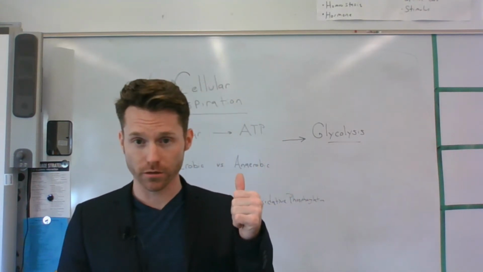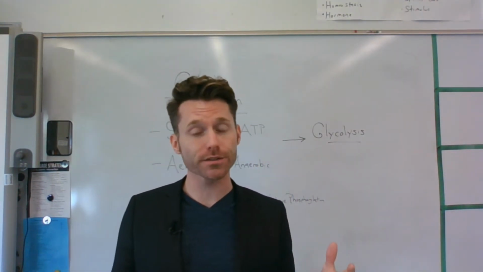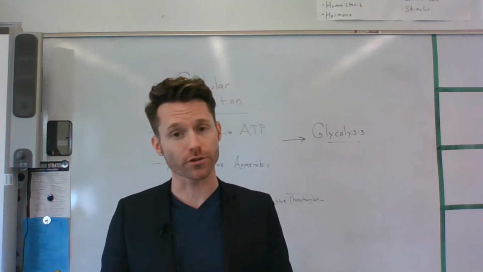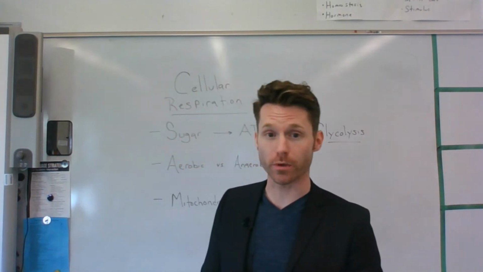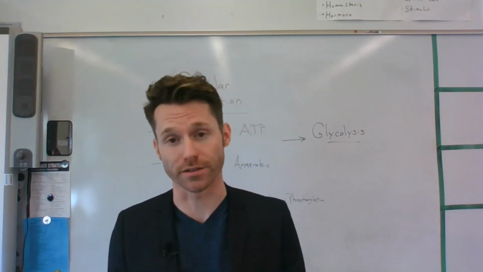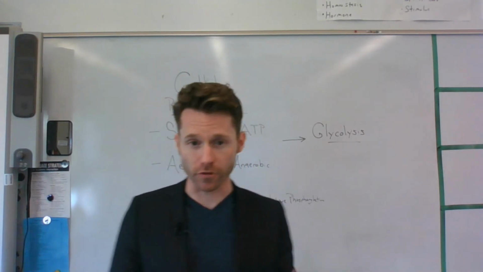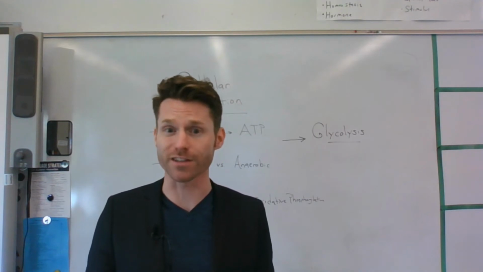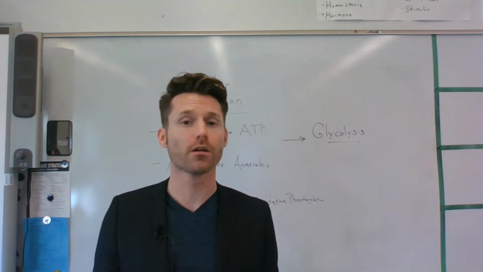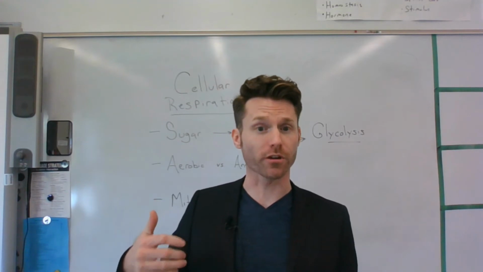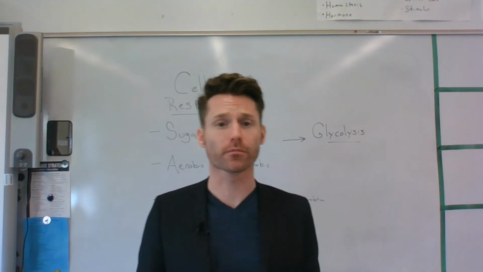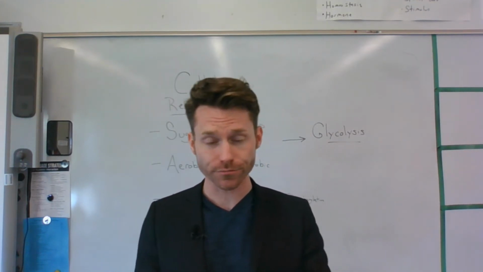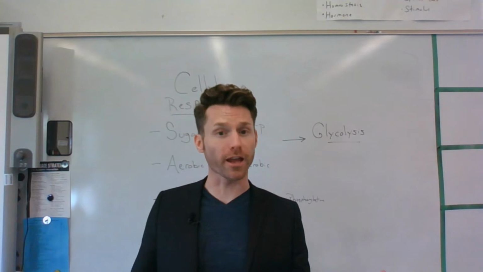So anaerobic respiration, it works. It gets the job done. It produces some ATP by breaking down sugar. But aerobic respiration makes a whole lot more ATP. So for anaerobic organisms, okay, they're smaller, simpler things that don't need as much energy. Aerobic respiration is what's required for a complex thing like an animal or a plant who needs more ATP to run their functions.